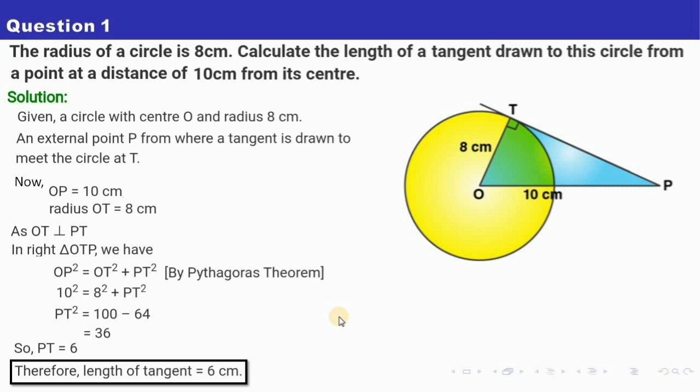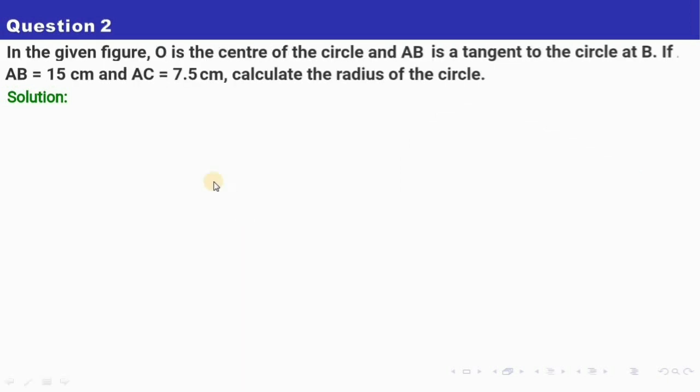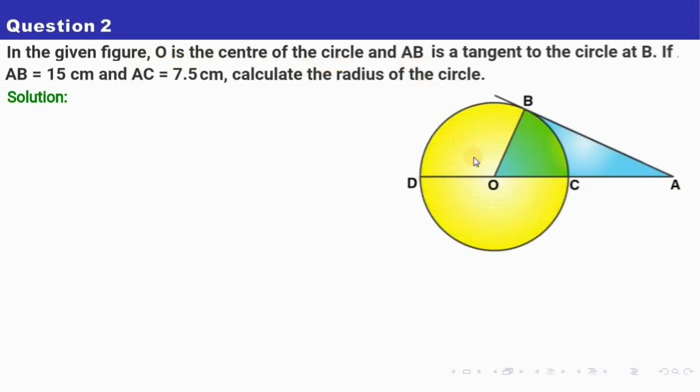Alright, so you may pause the video to note down. Okay, let's have a look at the next question, question number 2. So in the given figure, O is the center. So this is the given figure to us. So O is the center, AB is the tangent to the circle at B. Alright, so the length of tangent AB is given to be 15 centimeter, and AC, that means from here to here, is given to be 7.5 centimeter. So you need to calculate the radius of the circle.